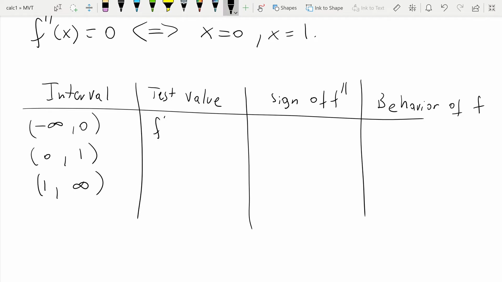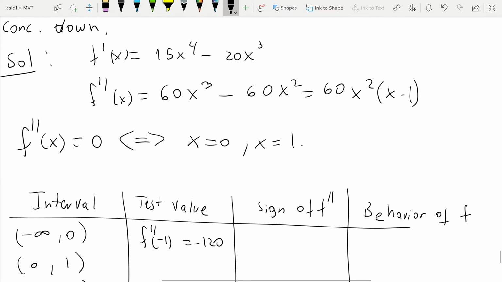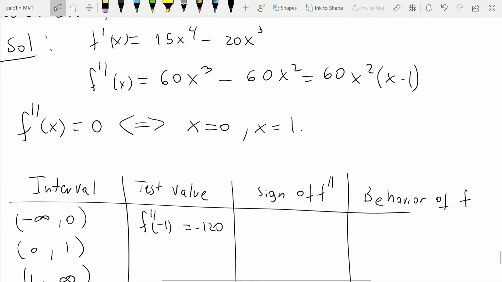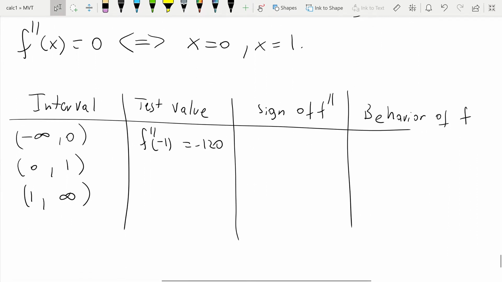We pick minus 1, and f double prime of minus 1 is minus 120. You can check it by plugging this in here. So x is minus 1, so you get minus 2 from this, and here you get 1. Minus 2 times 60 is minus 120. So the sign of f double prime is negative, so it's less than 0.